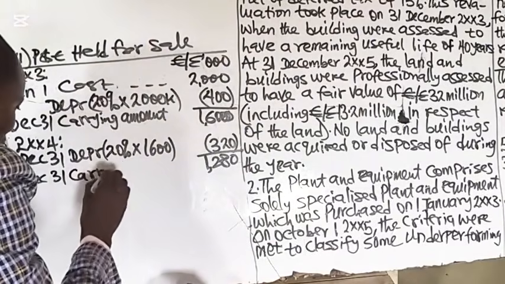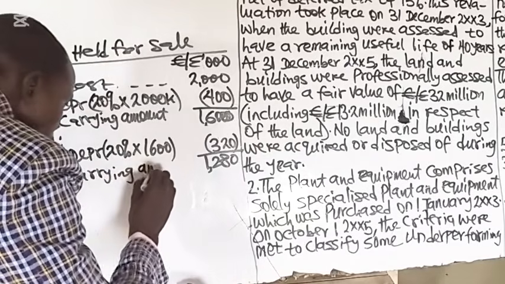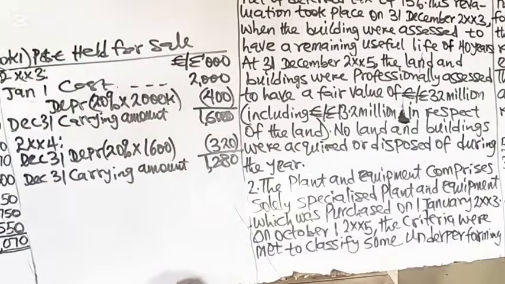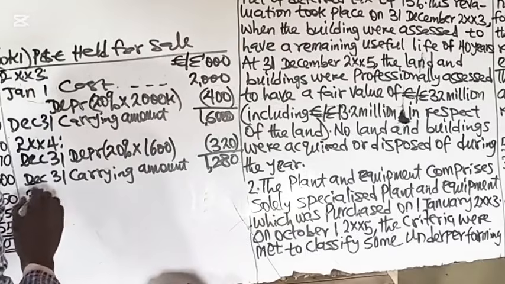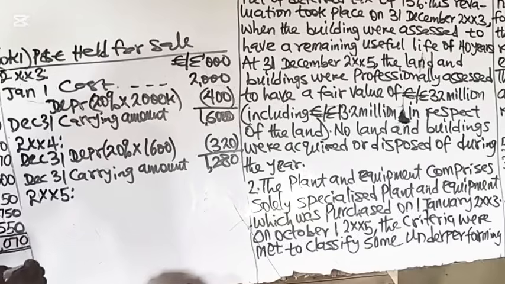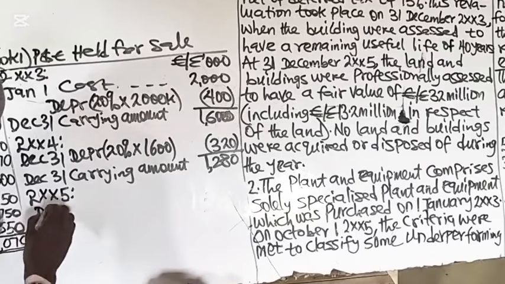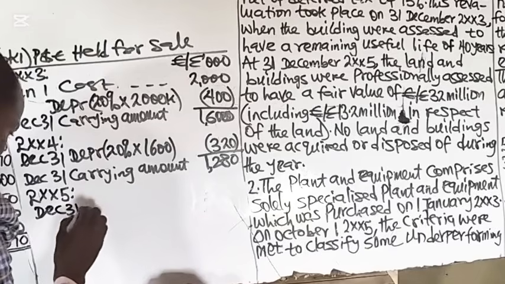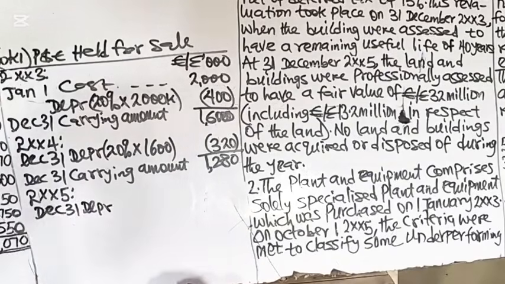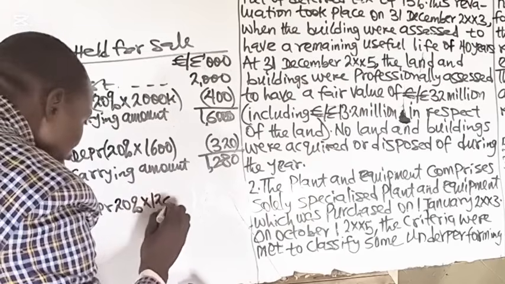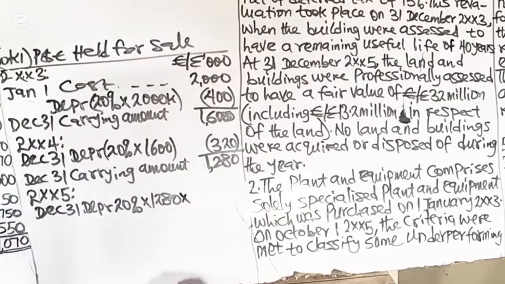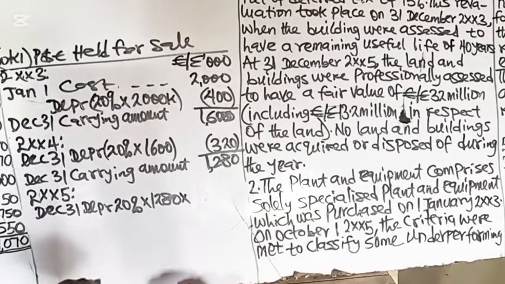of the specialized equipment as at December 31st, 20X4. Then we have 20X5. So we have December 31st, you have depreciation, 20% of 1,280 times 9 months.